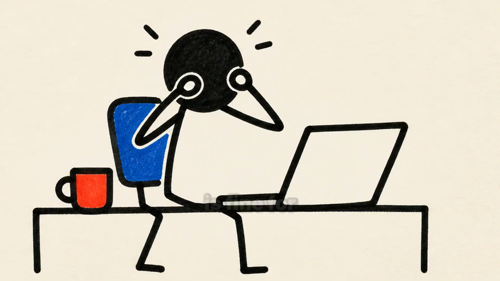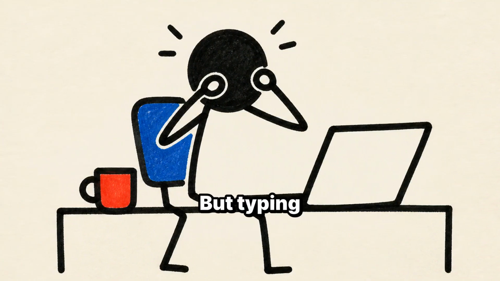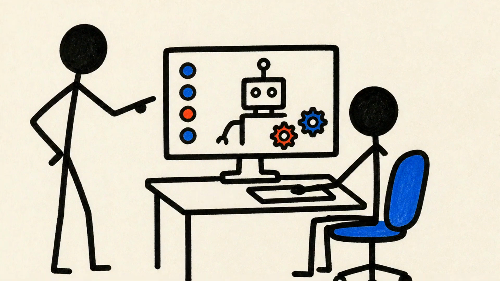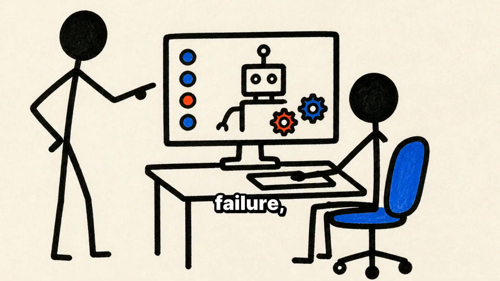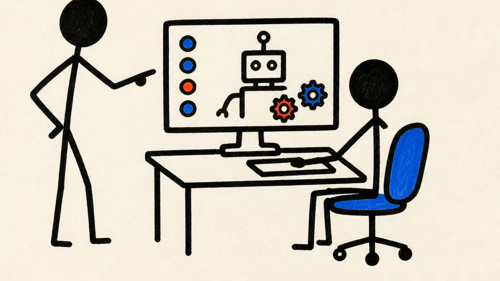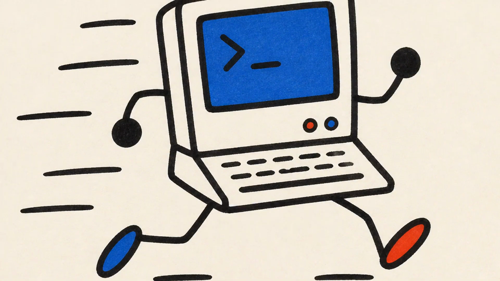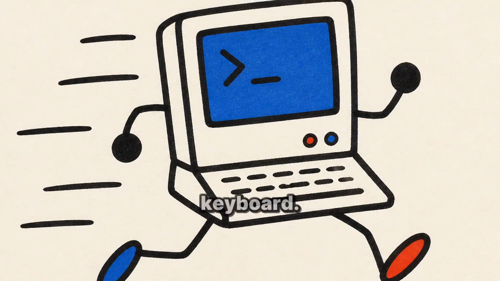Manually testing is fine for a handful of commits, but typing good or bad 16 times gets tedious. Automate it. Write a script that returns success or failure, then run Git Bisect run with that script. Git will check out each commit, run your script, and mark good or bad without you touching the keyboard.